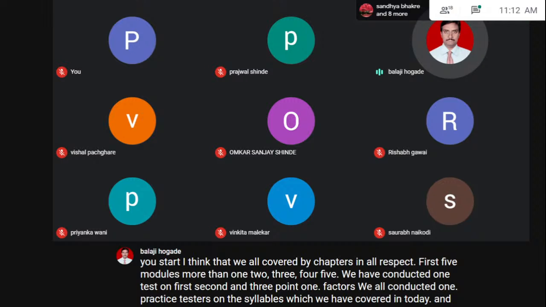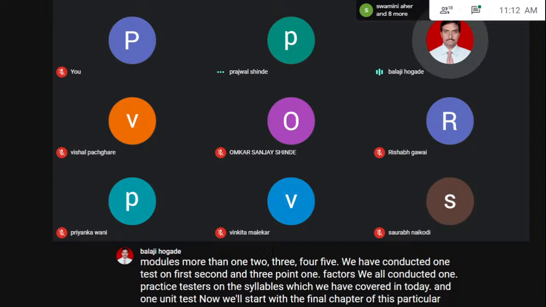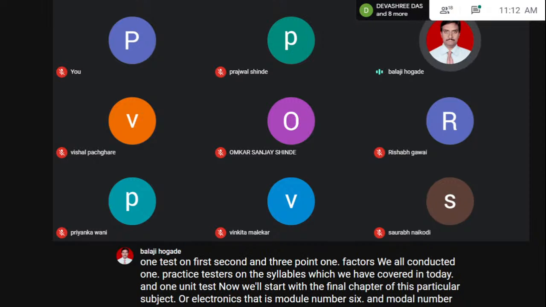Now we'll start with the final chapter of this particular subject, power electronics, that is module number 6.